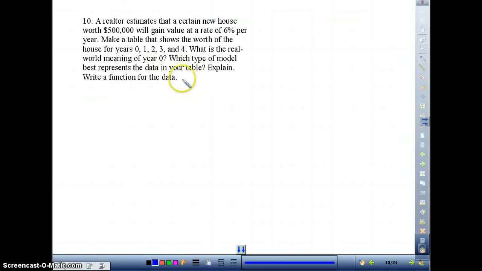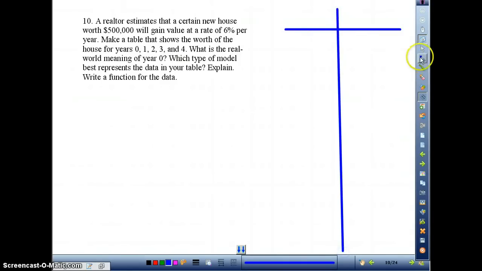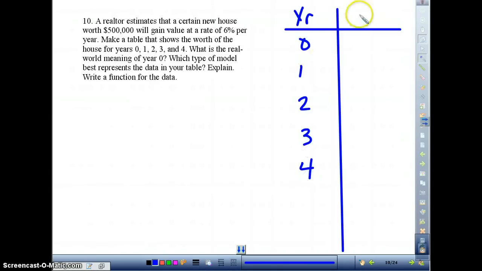Okay, there's a lot happening here. The first thing they want us to do is make a table. All right, so let's make a table. They want you to make a table that shows the value of the house for years 0. So this is going to be my years: 0, 1, 2, 3, and 4. And this is going to be the value, or what they called worth. All right, so now, is this exponential growth, compound interest, exponential decay, or half-life? Yeah, this is exponential growth. Y equals, what was that formula?